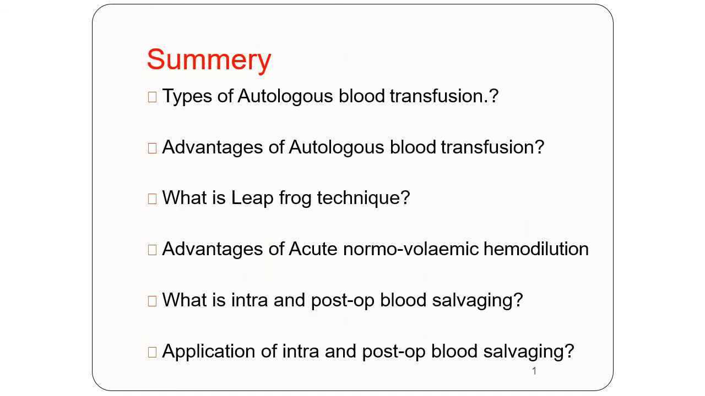Summary. So for the types, there are mainly three types. Advantages of autologous transfusion: you can clearly see all the reactions which can be seen in allogenic transfusion are not present in autologous transfusion.